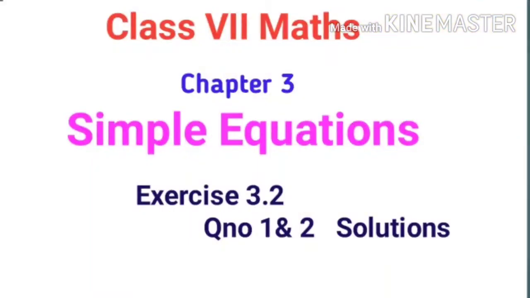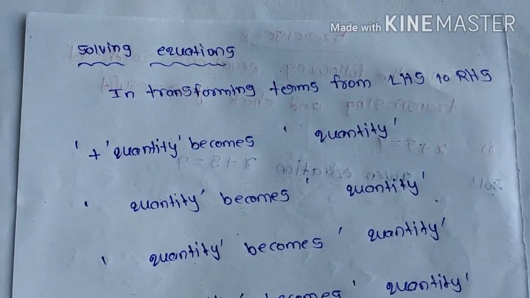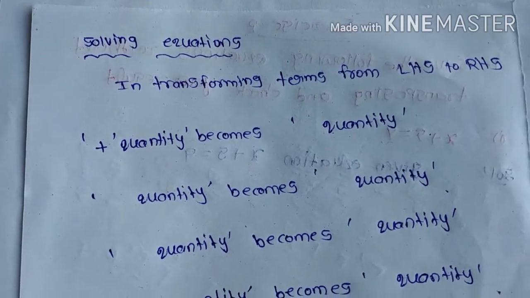In this video, we will discuss class 7th maths, chapter 3 simple equations, exercise 3.2. In solving equations, we have two methods: with transposing and without transposing.